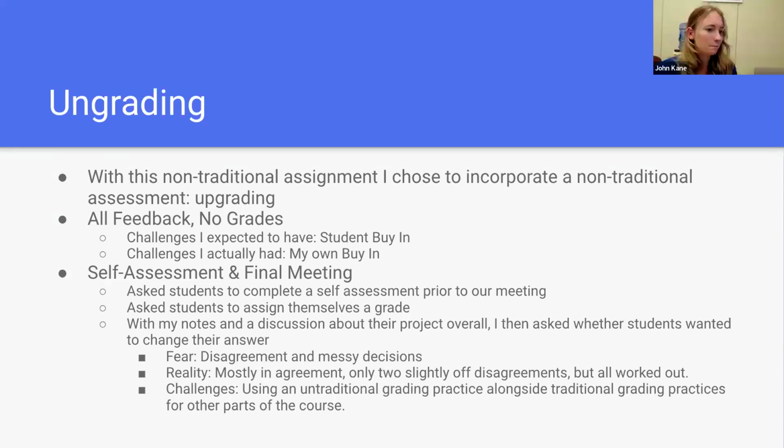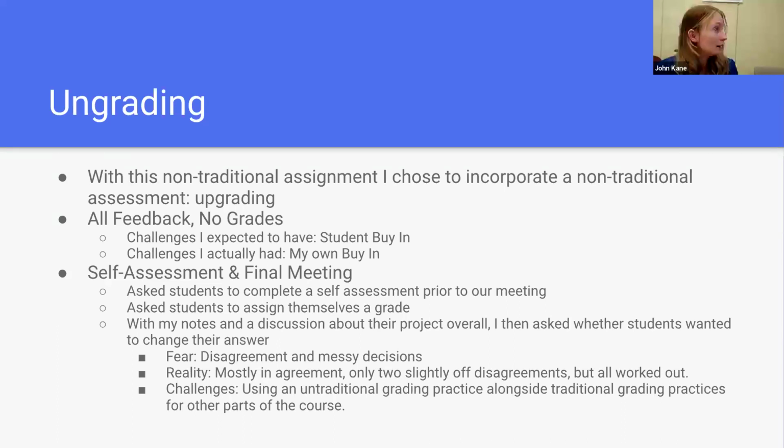But the reality was that most times, I can think of one student in particular, we were definitely on different pages of where their grade should be, but once we really talked about the evidence of the work they had completed and the extent to which they had incorporated the feedback throughout the semester, we really were able to come to an agreement, and it wasn't as bad as I thought it was going to be. It ended up not being the kind of conflict that I had been worried about and had anticipated.